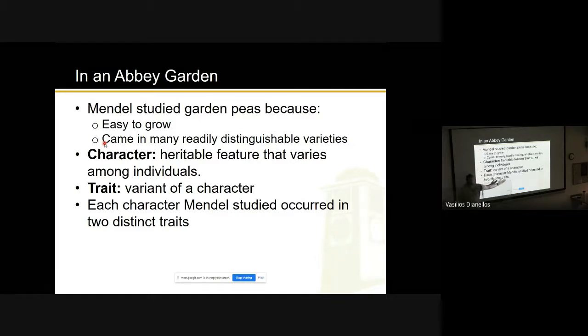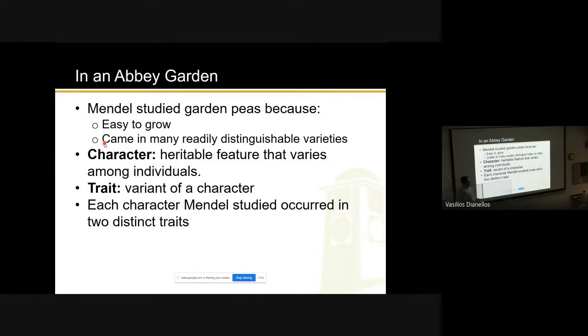Hair color is a character. And that brings us to the next word, which is related, and it is trait. That is the variant of a character. So if eye color is a character, then blue is a trait. Brown is a trait. Green is a trait.